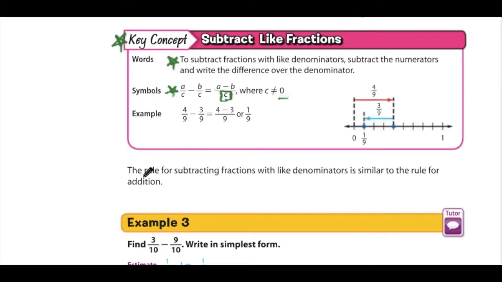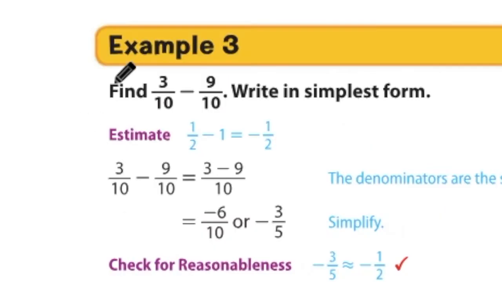The rule for subtracting fractions with like denominators is similar to the rule for addition. Take care of the numerators. So for example, 3/10 take away 9/10. Take care of the numerators. 3 minus 9 is negative 6. Keep the denominator of 10, and negative 6/10 equals negative 3/5.